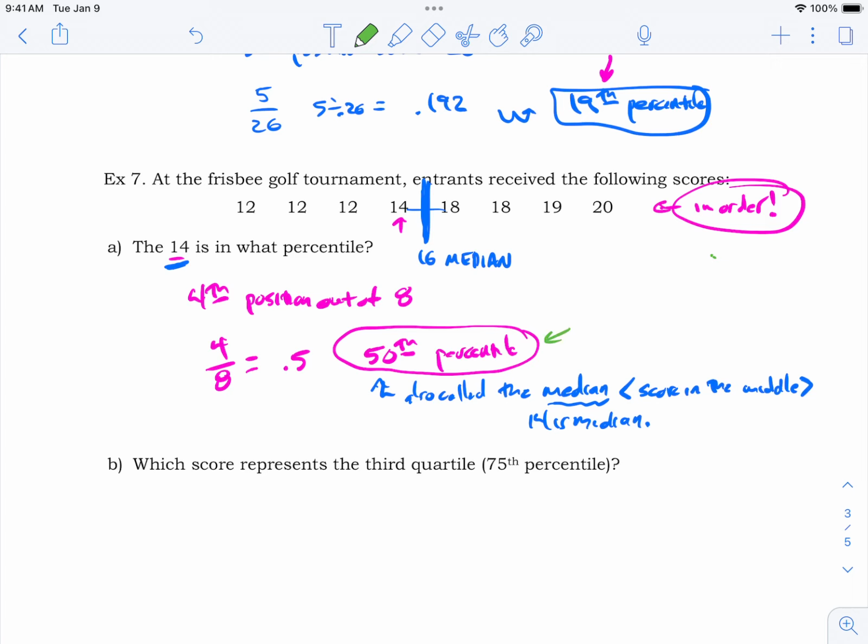I'm just going to say, you know what? Heck with it. 14 is the median. Yay, 14 is the median. Why? Because it's the 50th percentile, and I want the 50th percentile to be the median. So again, we're just going to play fast and loose. So don't worry about it too much.